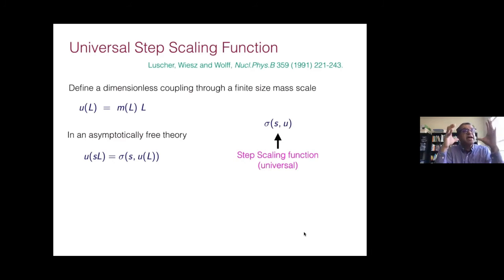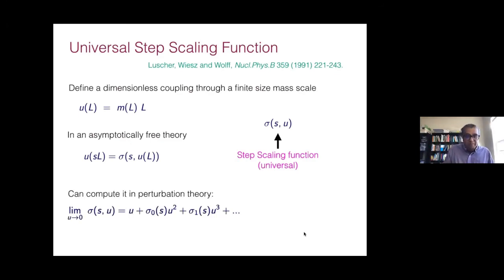For every asymptotically free theory, this is a well-defined function. It could be perturbative, it could be non-perturbative, but it is a very well-defined function. And this is called the step scaling function, and it's universal. So if you can reproduce this function using your traditional model, you should be able to reproduce that same function using your qubit model. And now notice that this particular thing has both infrared and ultraviolet limits.